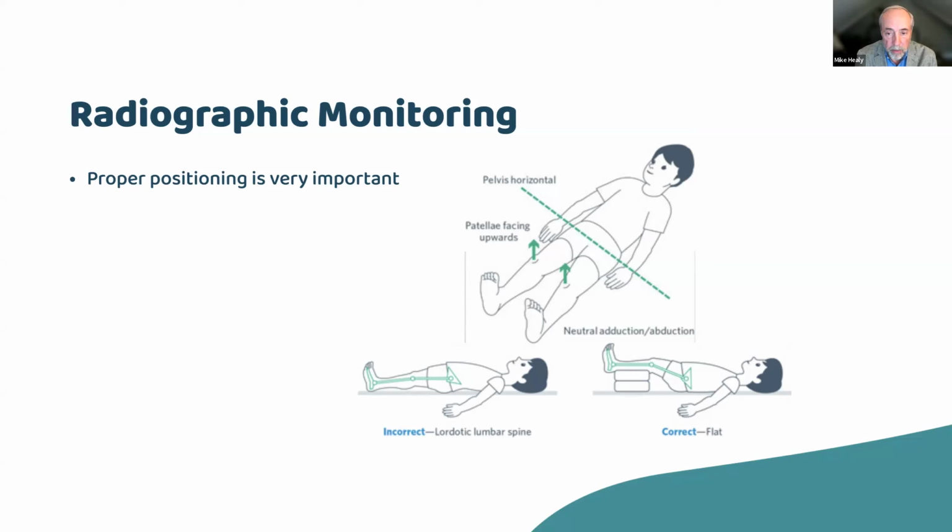You want to make sure that the pelvis is horizontal. We want to make sure that the patellae are facing upwards. We want to make sure that the child is appropriately positioned so that their pelvis isn't tilted anteriorly and giving us too much of an inlet view. We want to put a bolster under their calves so that their pelvis becomes level and flat and gives us a good image to work from.